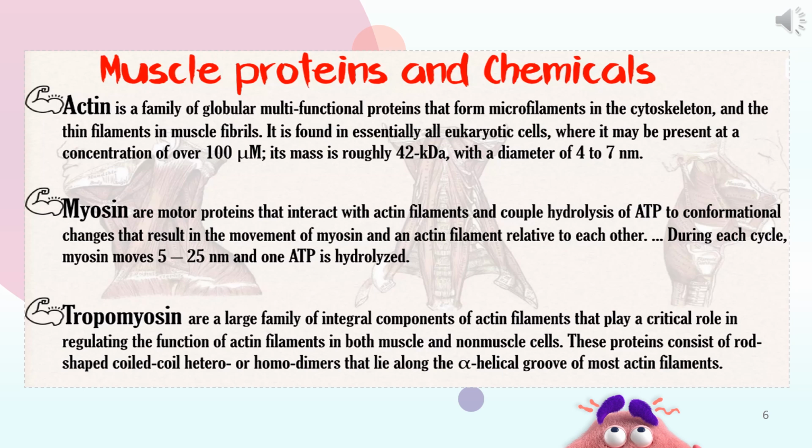Tropomyosin. Tropomyosins are a large family of integral components of actin filaments that play a critical role in regulating the function of actin filaments in both muscle and non-muscle cells. These proteins consist of rod-shaped, coiled hetero- or homodimers that lie along the alpha helical groove of most actin filaments.